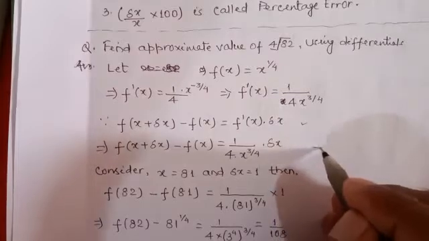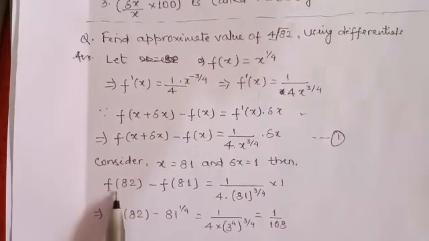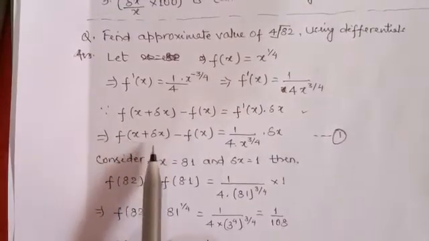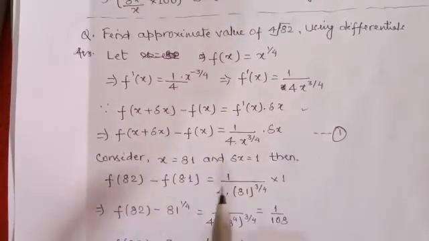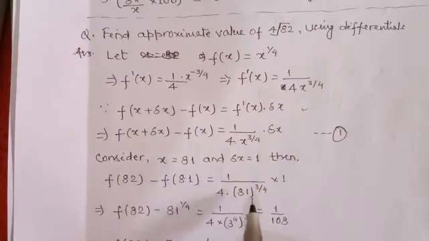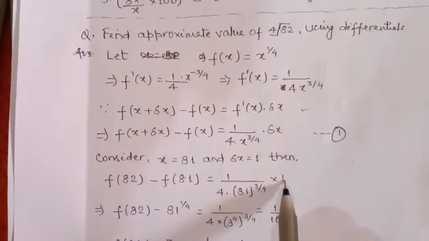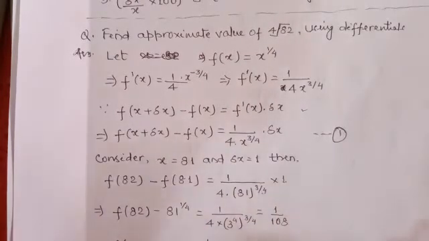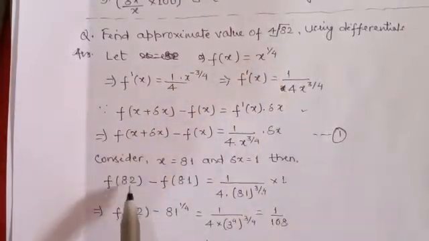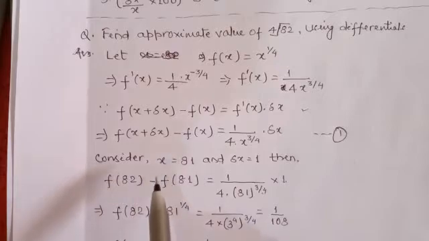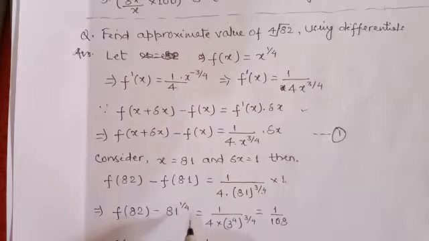So it should be f(82), that is x plus delta x, minus f(x), that is f(81), is equal to 1 upon 4 into 81 to the power 3 by 4 into 1, that is the value of delta x. We have considered f(x) is equal to x to the power 1 by 4. So f(82) will be 82 to the power 1 by 4, and f(81) will be 81 to the power 1 by 4.